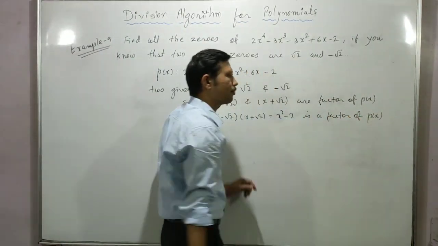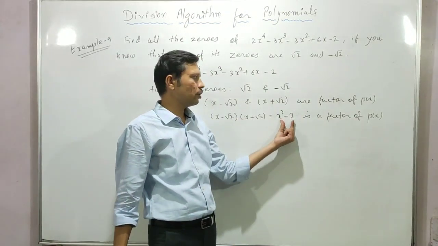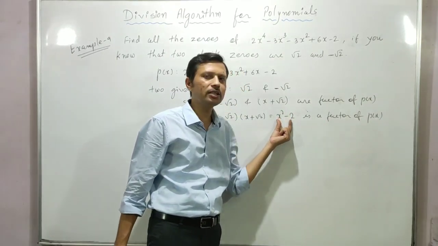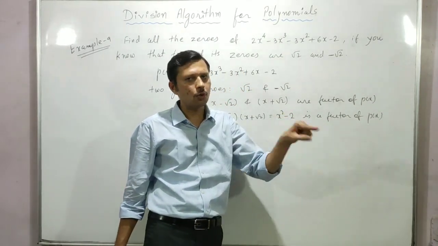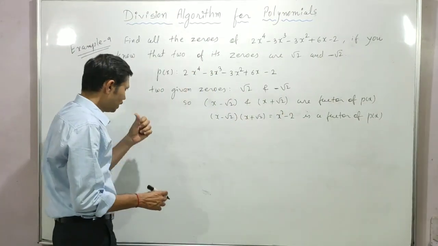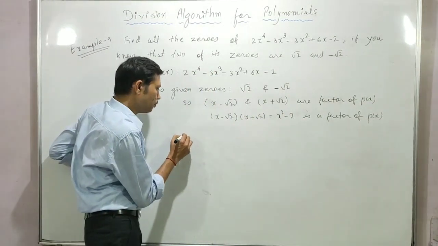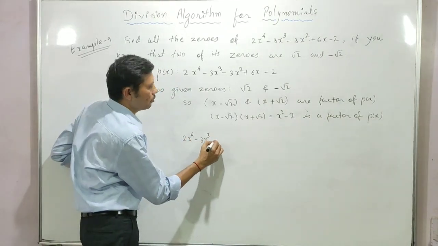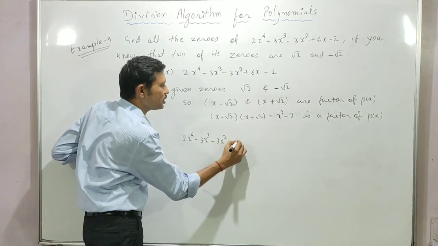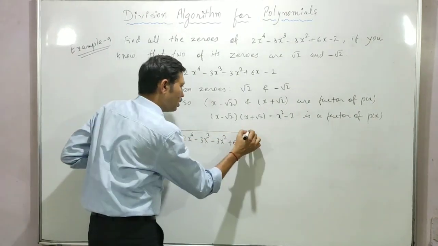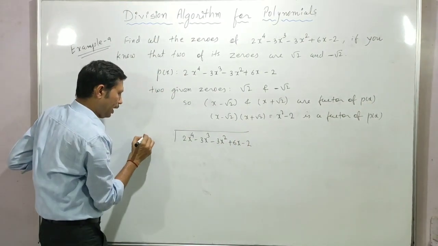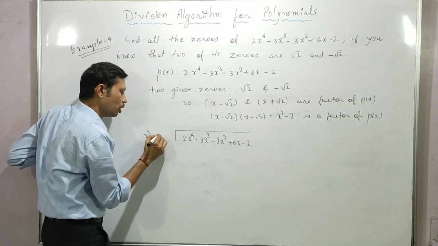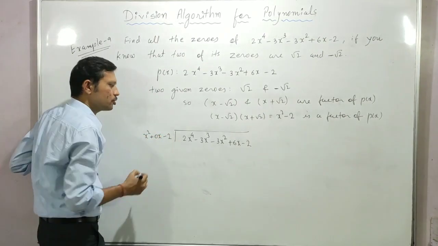our polynomial. Okay, and as we know that this one is a factor of our polynomial, so when I divide our polynomial by the divisor x square minus 2, the quotient gives the remaining zeros, right? So let's do the division. So 2x the power 4 minus 3x cube minus 3x square plus 6x minus 2. I divide this polynomial by x square minus 2. As we calculated earlier, here the x term is missing, so I will take it by 0x and minus 2.